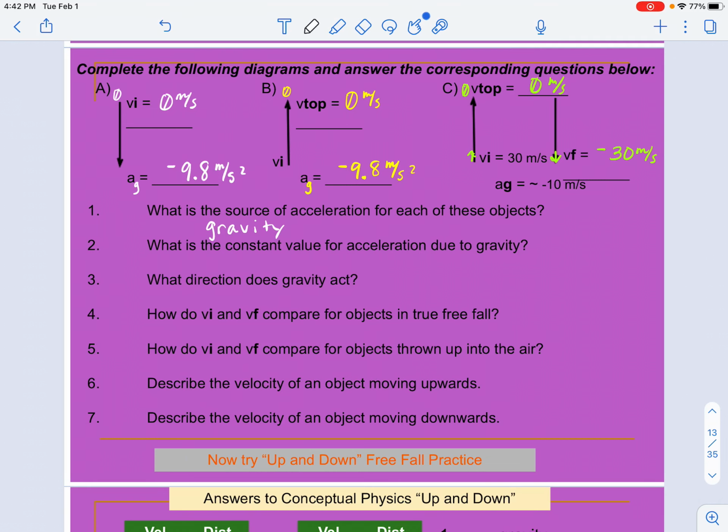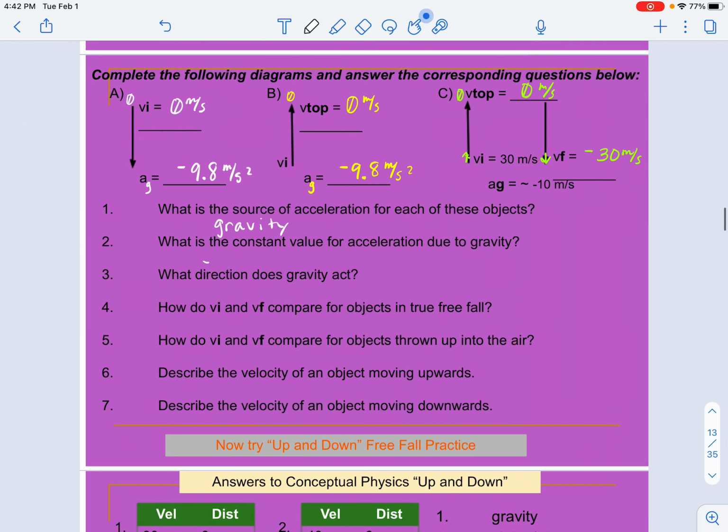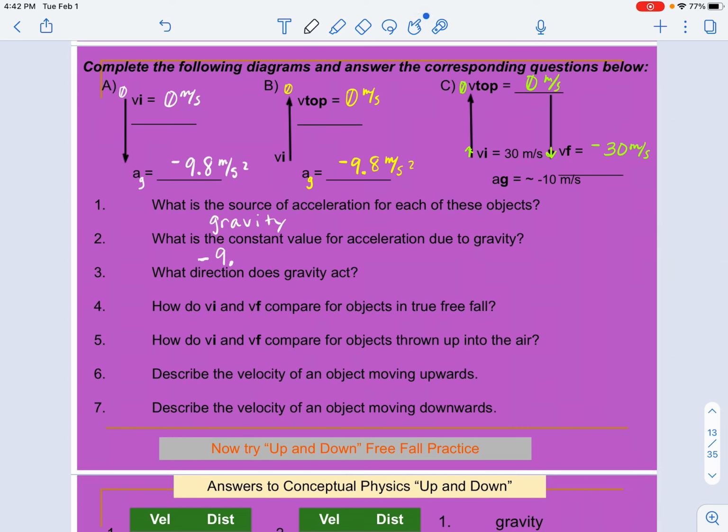All right. What is the constant value? In other words, what number are you going to be using in all of your math work? And it's a negative 9.8 meters per second squared. The direction is downward. It does not matter what my object is doing. Gravity is always downward. That's why it's always a negative.